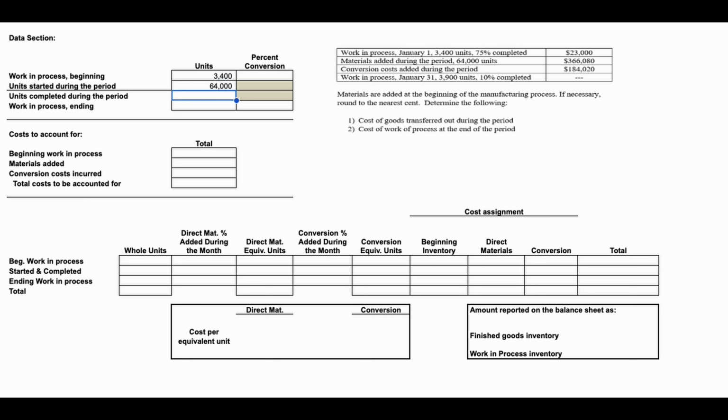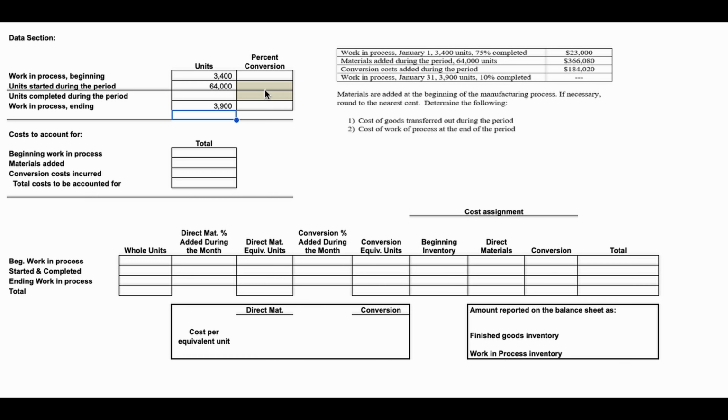Now I don't have my units completed during the period, but it did provide me with my ending work in process, or 3,900 units. Just like I did in the other problems, I'm going to show the algebra on the bottom. So we have our beginning work in process of 3,400 units. We added to those 64,000 units that were started. We don't know the units that were transferred out, but we do know that our ending work in process is 3,900 units.